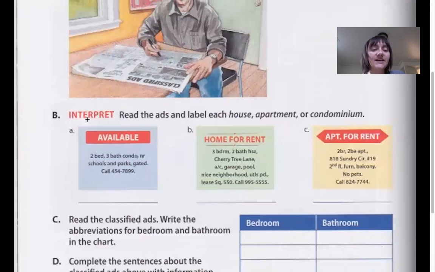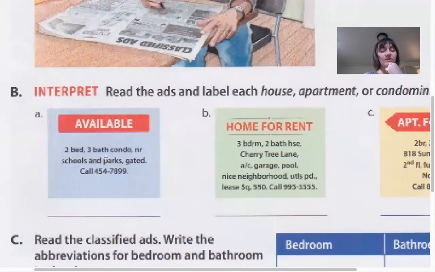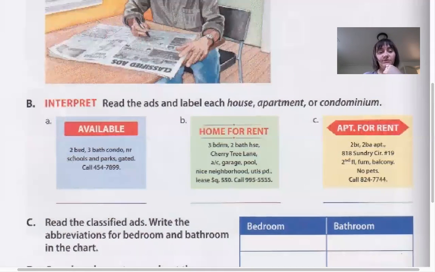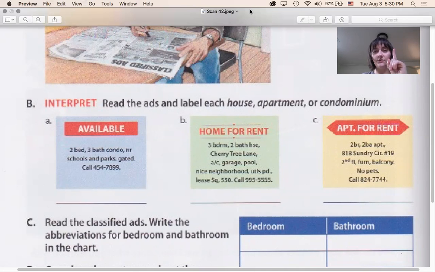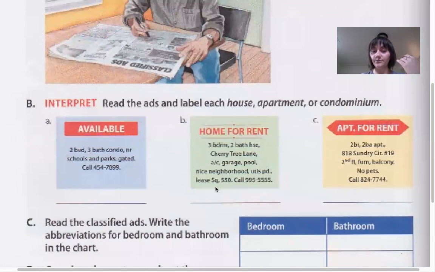Okay, so it says interpret. Read the ads and label each house, apartment, or condominium. Okay, so we're going to read these together. So this says available, 2-bed, 3-bath condo, schools and parks, gated, and then it says call and gives a phone number. This one says home for rent. So this one we already know is going to be a home because it says home for rent. So right here, we're going to write home.